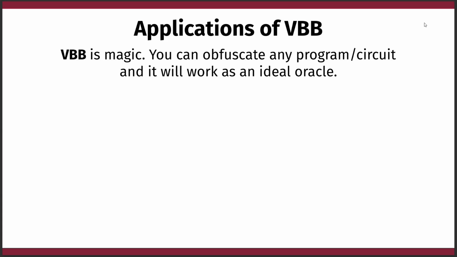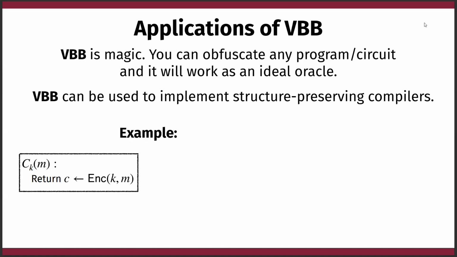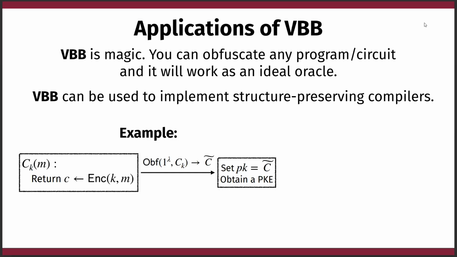Why do we like VBB? Because VBB is magic. You take a circuit, you obfuscate it, and you have something like an oracle. The only thing you can do is give an input and see the output. One of the most famous applications of VBB, at least the initial one, was structure-preserving compilers. What does it mean? Suppose you have a symmetric key encryption scheme and you want to convert it into a public key one. You simply define a circuit in which you hardcode a key, and the circuit computes the encryption algorithm. You obfuscate it, and now you set the public key equal to the obfuscation, and you have a public key encryption scheme. This is called structure preserving simply because what we obfuscate is simply the encryption algorithm of the symmetric key encryption.